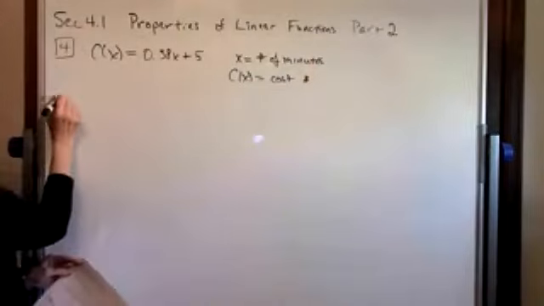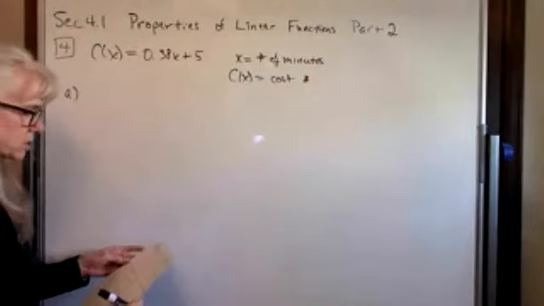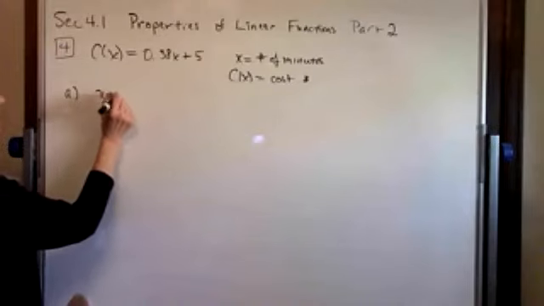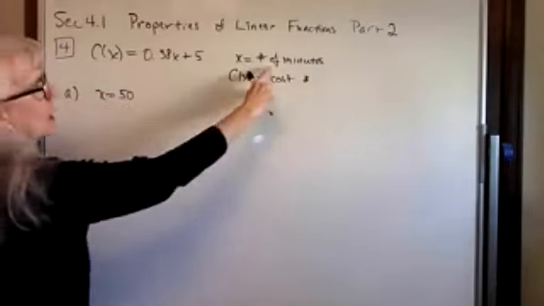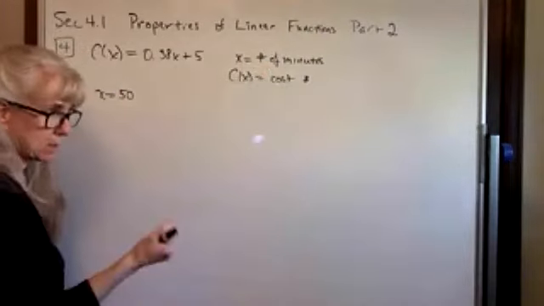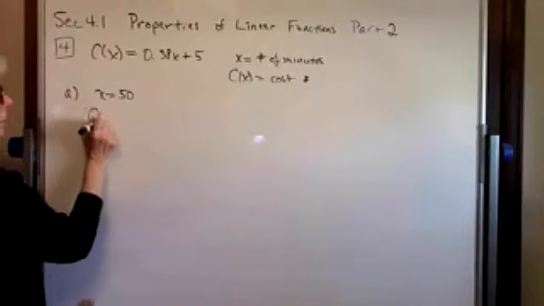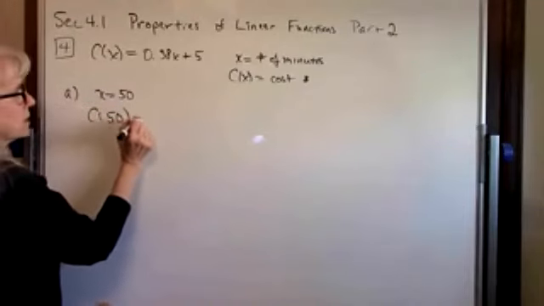Part A is asking us, what is the cost if you talk on the phone for 50 minutes? So we're recognizing that x is those 50 minutes. And again, I know that for a couple reasons, because it's the input value and they labeled it in terms of minutes. So we simply are plugging 50 into our function. We're going to find c of 50.